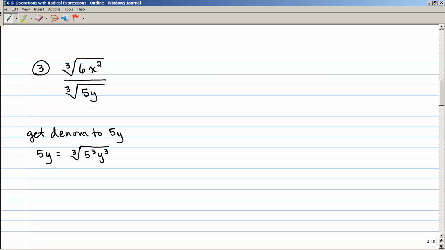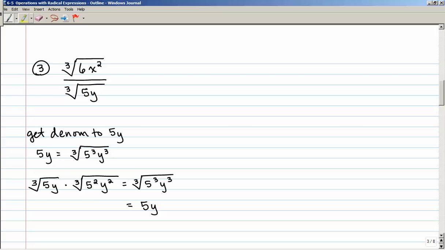So what do I have to multiply the cube root of 5y times to get this? So the cube root of 5y, if I multiply that by the cube root of 5 squared y squared, okay, so remember I can just multiply. That's going to give me 5 times 5 squared, which is 5 cubed. y times y squared is going to give me y cubed. And that's going to give me the 5y that I'm looking for, because the cube root of 5 cubed is 5, and the cube root of y cubed is y.